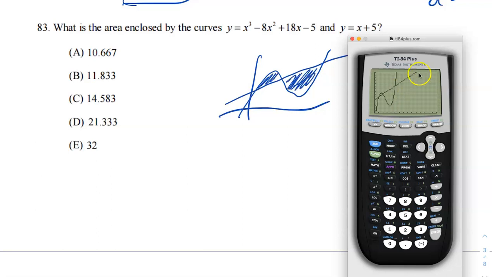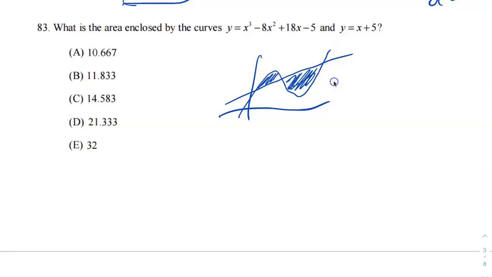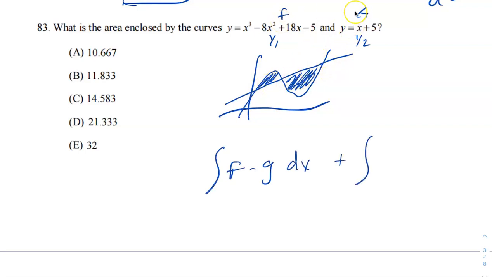So first I gotta find all the intersections, because this is actually two integrals. Let's set up what we have already. So this is gonna be an integral. This is y1 and y2. Let's say f and g, just for the sake of it. So look at this integral right here. What's the one on top? It's the cubic graph. That's f. So this will be the integral of f minus g dx plus the integral over here, the line's on top, so that's g minus f dx.